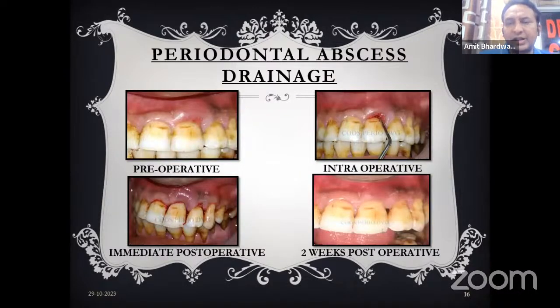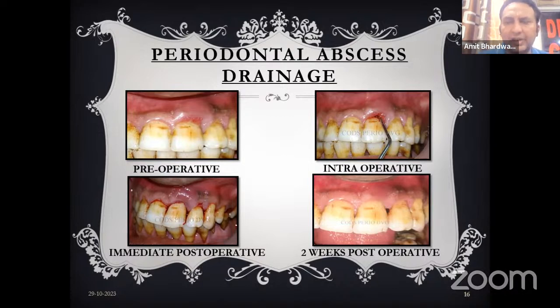Periodontal abscess drainage, again a very painful condition sometimes, but usually a gingival abscess is the painful condition. A periodontal abscess is not that painful, but yes, the patient will say that discharge is coming from the gingiva. Then you have to examine properly, take a radiograph, feel it, and with the help of just excision or with the help of just a curette, you can perform abscess drainage and remove all the pus and put the patient on antibiotics. It will get relieved.